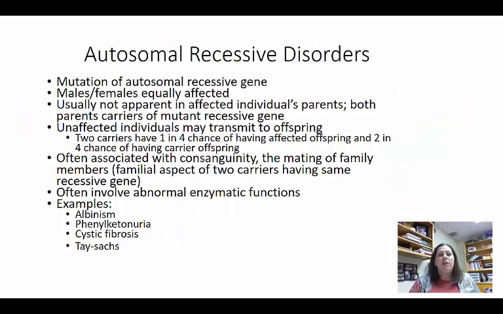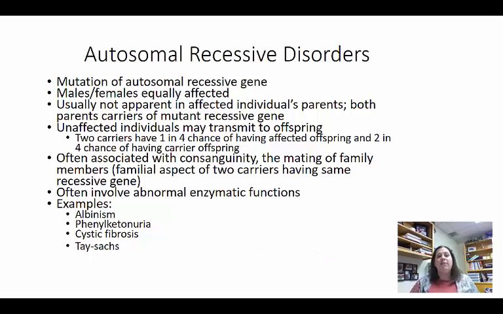All right, so now we're going to look at autosomal recessive disorders. Autosomal recessive disorders are when there's a mutation of the autosomal recessive gene. Males and females are going to be affected equally in this, and we usually do not see an issue in the parents. The parents are normally considered carriers of these genes, so they're going to be a big letter and a little a, and so they could pass it on to their kid.